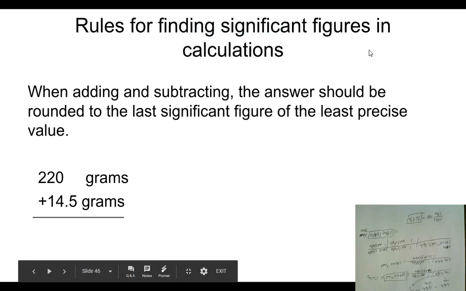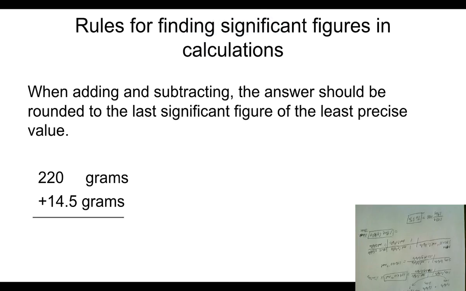All right, here's the rule for addition and subtraction. It's a little different. The answer should be rounded to the last significant figure of the least precise value. So in this case, we look at our numbers and we say, which one's rounded to the least precise place value? Now, if it's decimal numbers, it's real easy, but if it doesn't have decimal numbers, we've got to be careful. So let's do this problem, 220 plus 14.5. Well, that's pretty easy, 234.5.